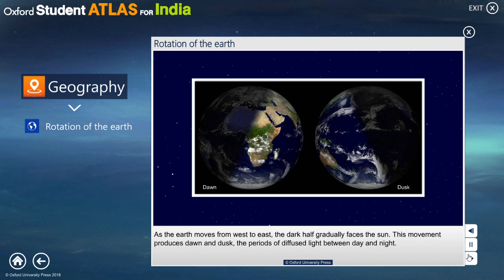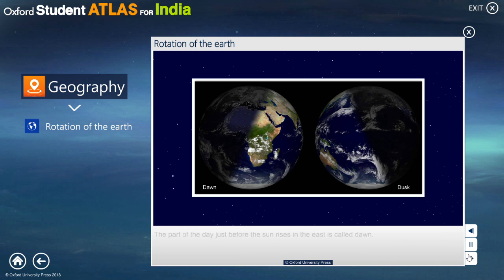This movement produces dawn and dusk, the periods of diffused light between day and night. The part of the day just before the sun rises in the east is called dawn. The part of the day when the sun sets in the west and there is still some light is called dusk. Can you give another word for dusk? Another word for dusk is twilight.